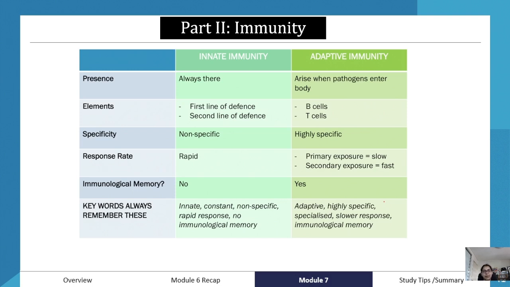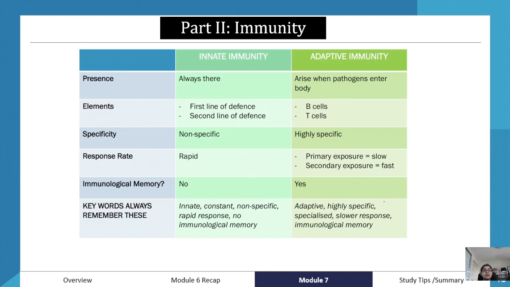If you were to compare with innate immunity, firstly, innate immunity is always there. Your body, those mechanical barriers, they're always there. They're not phasing in and out. And it includes the first and second line of defense. As for specificity, it is non-specific, so it's not specific to a disease. For example, your cilia is not only going to move when it sees a specific disease. It's non-specific, and it aims to stop any disease from coming into your body.